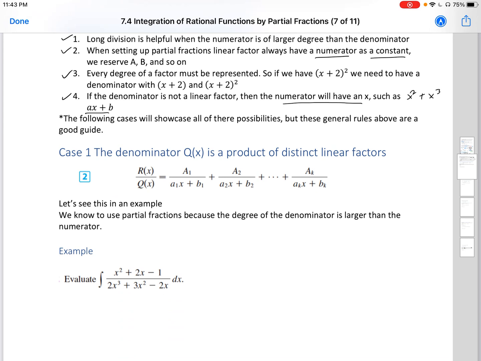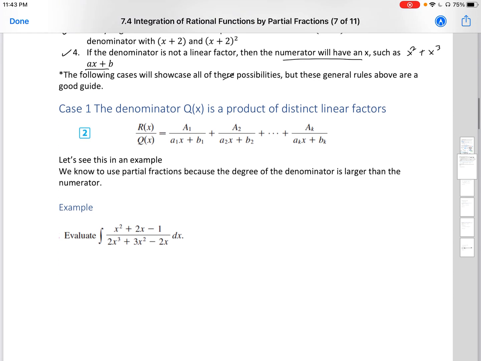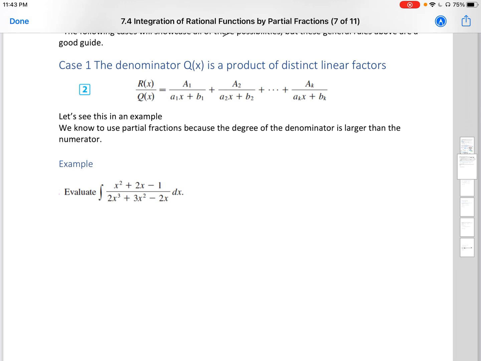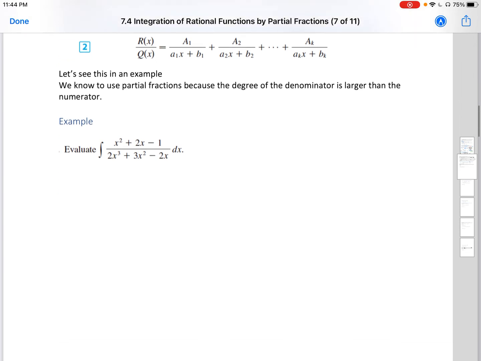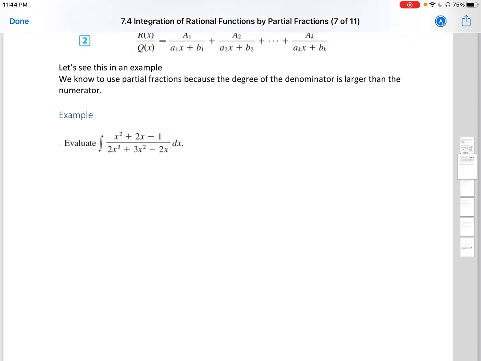The following cases will show all the possibilities, but the general rules above are a good guide. All right, case 1. The denominator q of x is a product of distinct linear factors. Distinct just means different. All right, let's take a look at this example.